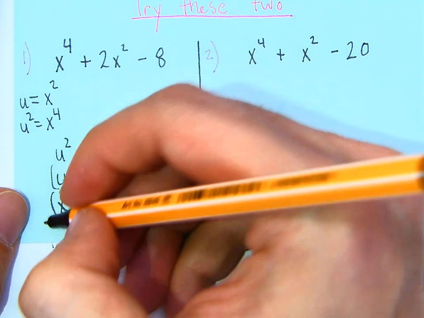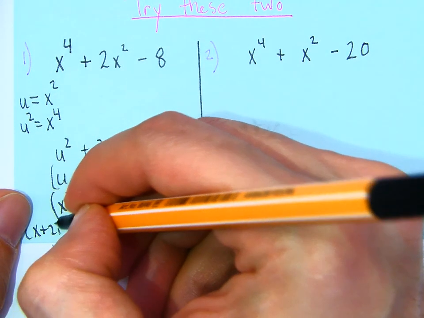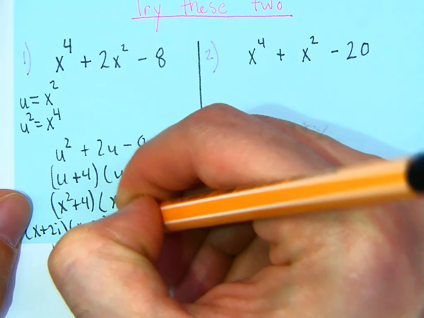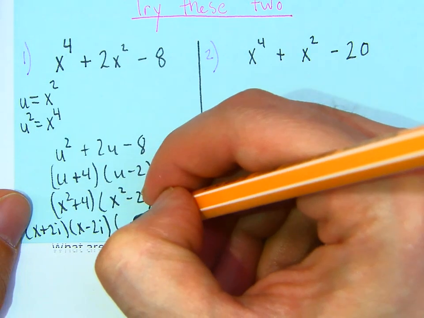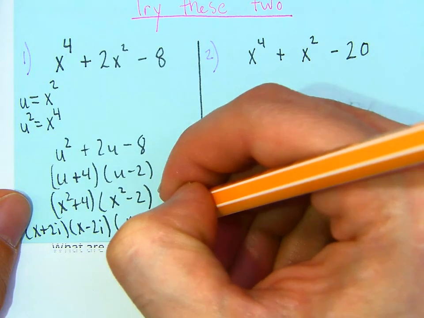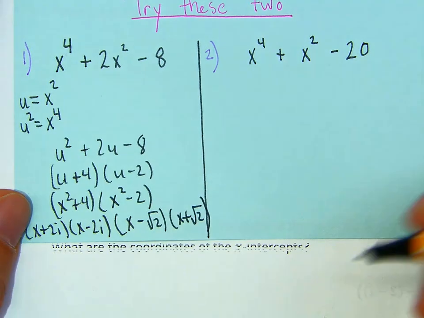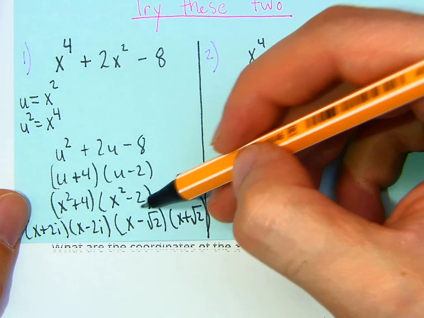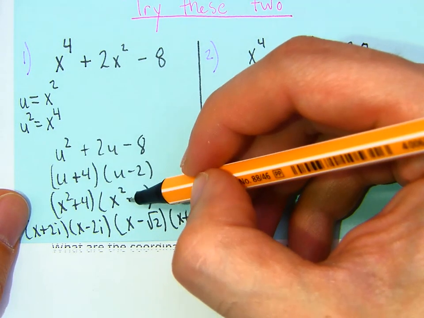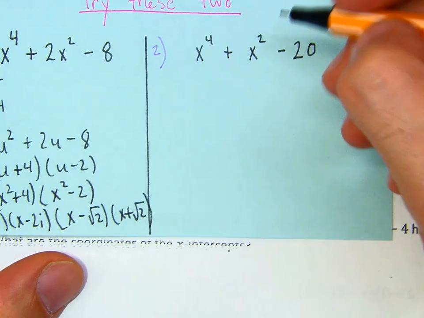But then can you continue factoring? This is x plus 2i, x minus 2i. And notice here, this is x minus radical 2, x plus radical 2. Okay? Here, you're not going to use an i because it doesn't have a plus sign. Right? Okay, what about here?